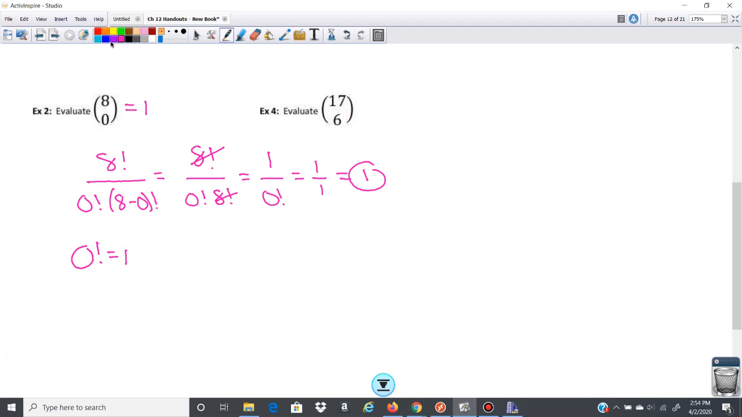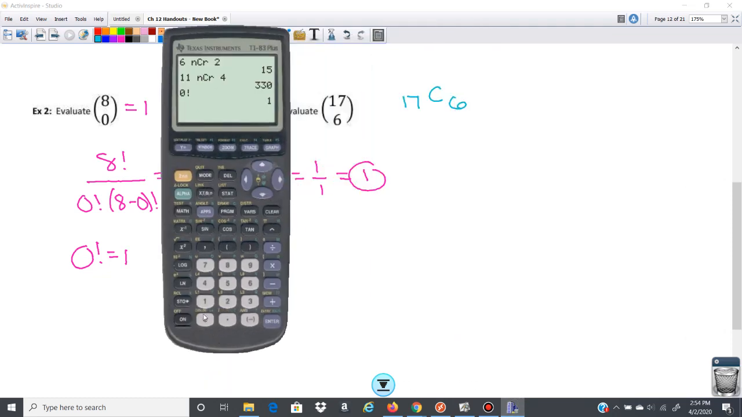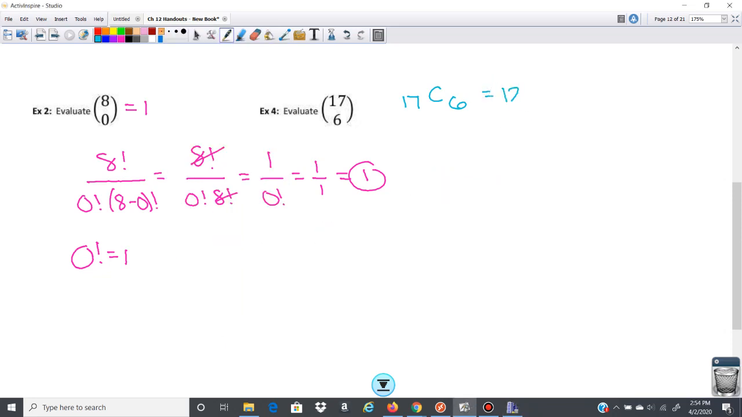All right, and then the next problem, you've got 17C6. So I'm going to put that in my calculator. 17, then I'm going to go math, PRB, nCr, 6. I'm going to get 12,376. Okay, so that's our binomial coefficients.